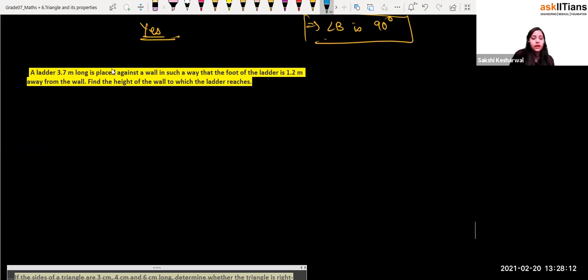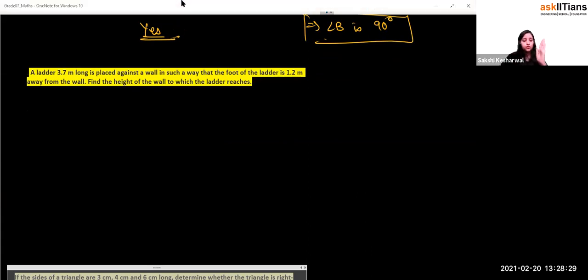Okay, just see. It says that you have a ladder. Everyone has seen a ladder. That is 3.7 meter long, and it is placed against a wall such that the foot of the ladder is 1.2 meter away from the wall. So what is the figure? See, when you place something against the wall, this is the way you place it. This is the wall and this is my ladder. So if you place something there, the base is always what, beta? The base is always at 90 degrees to the wall.